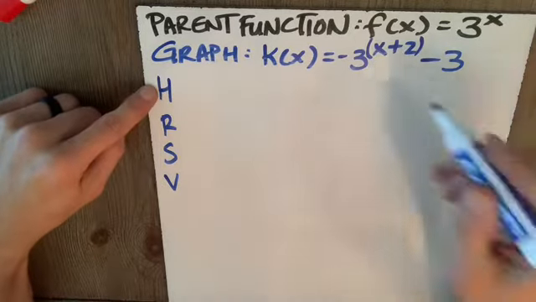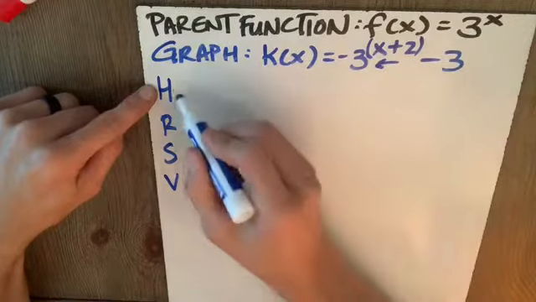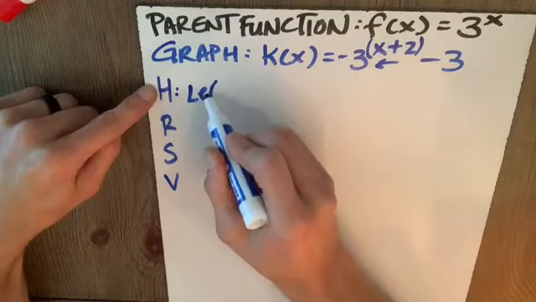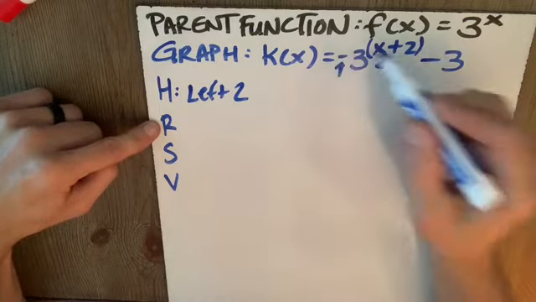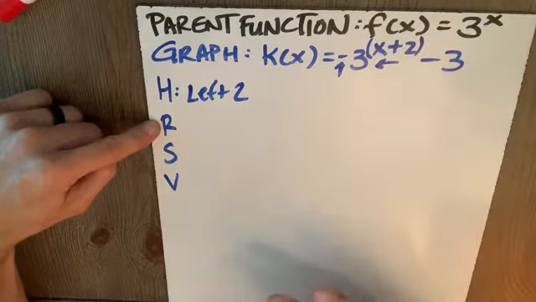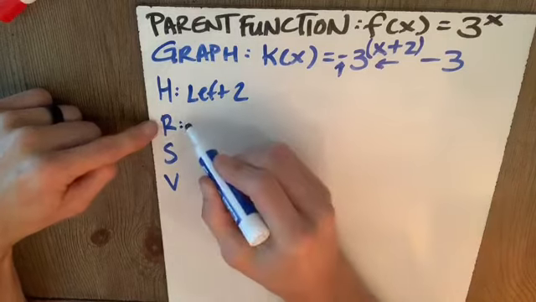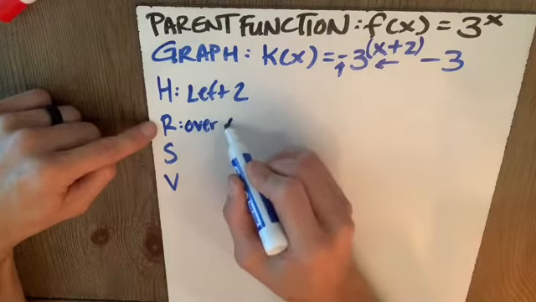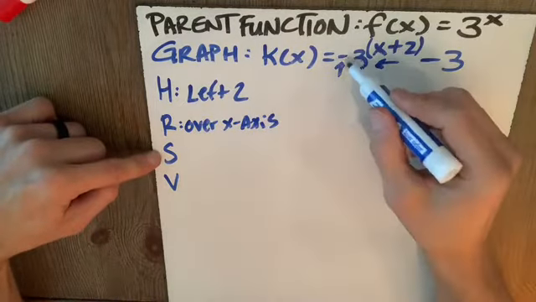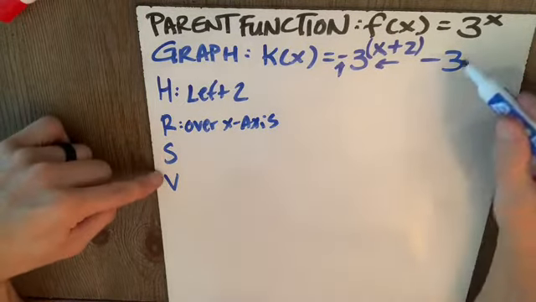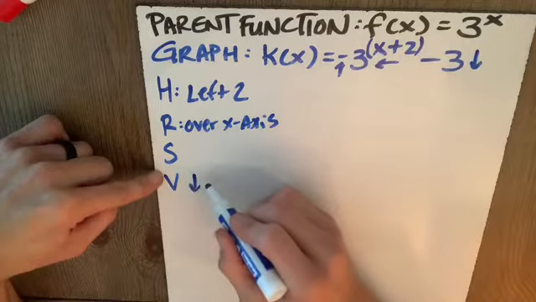Well, horizontal shift, I can see we're going to go left 2. So left 2, then reflection. Outside affects the y. A positive y becomes a negative y. That means we're going to reflect over the x-axis. Stretch or shrink, there is none. There'd be a number in front of the 3 for that. And then the vertical shift, I can see we're going to be down 3.